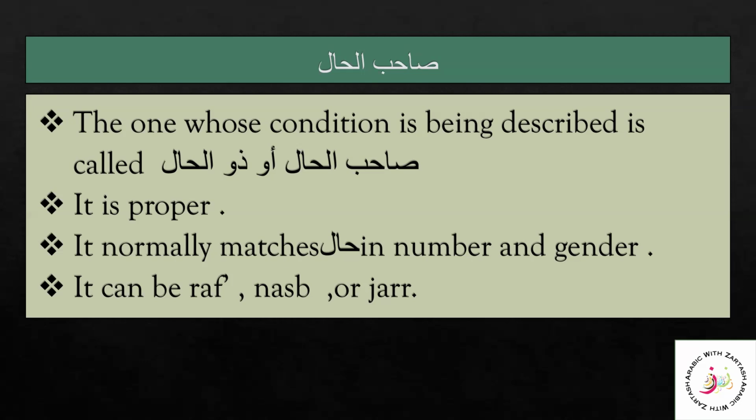Without it, a sentence is complete. The one whose condition is being described is called the Zul Hal or Sahibul Hal. It is usually proper, it is marifa. It normally matches the hal in number and gender. And it can be rafa, nasab or jar, but it is usually in the state of marifa. So remember these things about hal and sahibul hal or zul hal: hal is a condition. It describes the condition of the subject, that is our zul hal or sahibul hal, or the object, at the time when an action is taking place. It is extra information. Without it, the sentence is still complete, but sometimes the hal is needed, because although the sentence is complete, the meaning we see is incomplete.